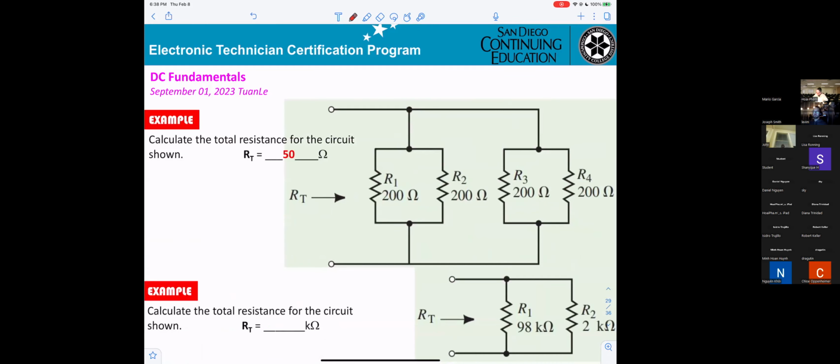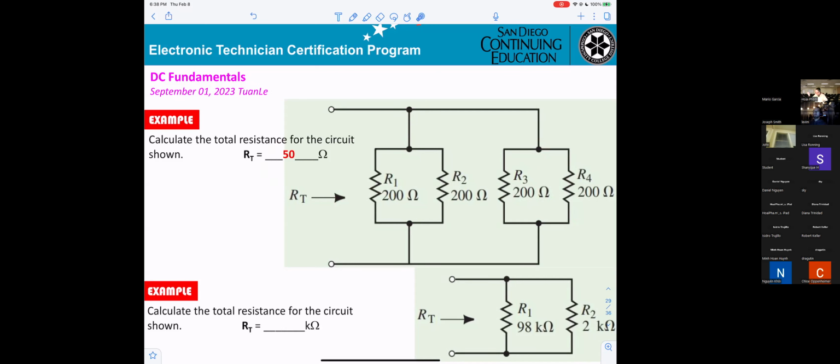Okay, if you're looking at the example here, they want the total from this side here to this side here. That's all they're telling you. Okay, this one and two in parallel, you have to combine to get one. This R3, R4 combine to get another one. And this new one and new one here are in parallel. Then you can calculate the RT. Okay, and they already gave it to you, the answer will be 50 ohm.